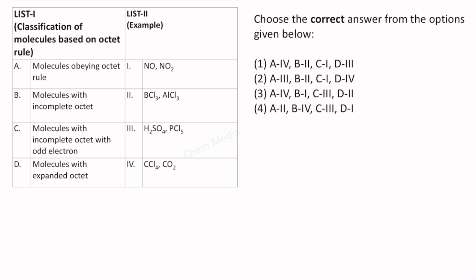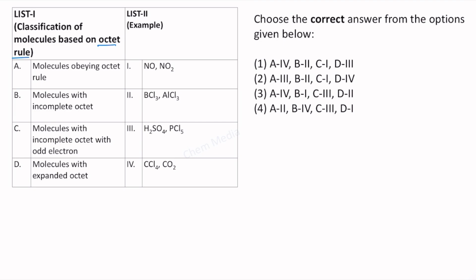Hello everyone, here is a question based on the octet rule. We have 4 different sets of classifications for molecules in list 1, and we have 4 different sets of molecules in list 2. We need to match these two and find out the correct option here.